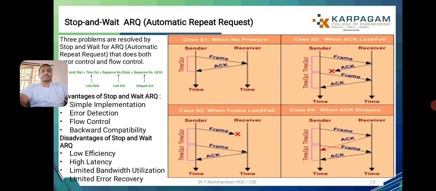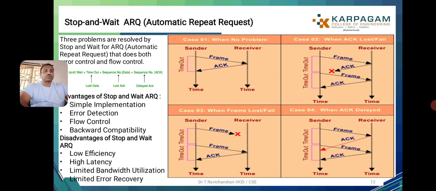For the operation of the stop and wait ARQ protocol, three problems are solved by the protocol. Case 1, when there is no problem from sender to receiver: the sender sends the frame to the receiver, and the receiver sends the acknowledgement within the particular time period. Automatically the sender accepts the acknowledgement and generates the next frame.